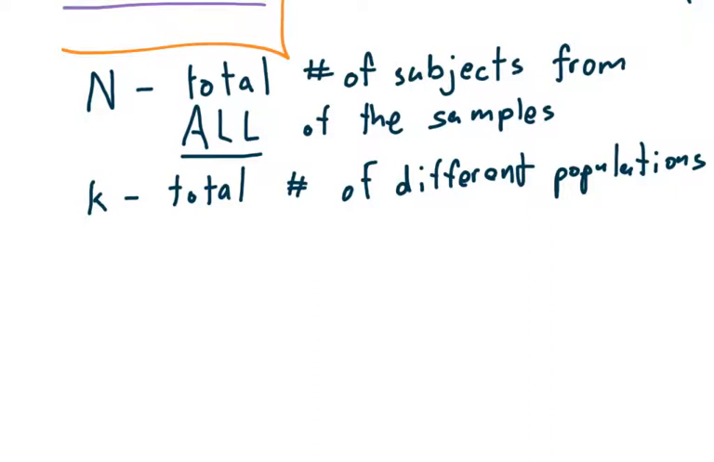That is the total sum of all of the different sample sizes that we've taken. And then K is going to stand for the number of different populations that we are comparing. So in this previous example, comparing 4 different states, K would be 4.